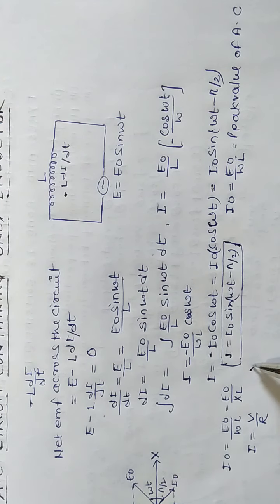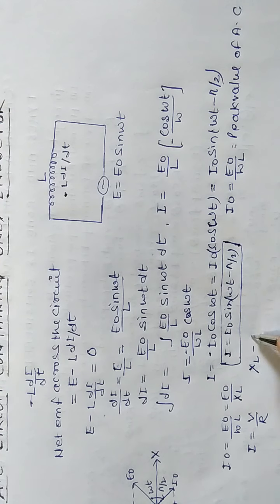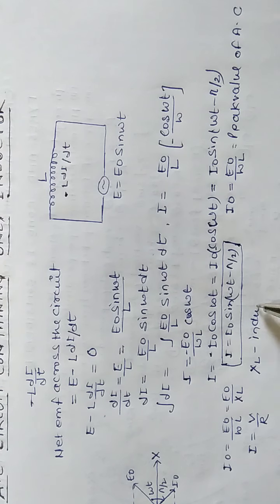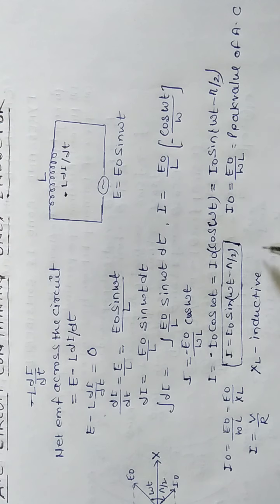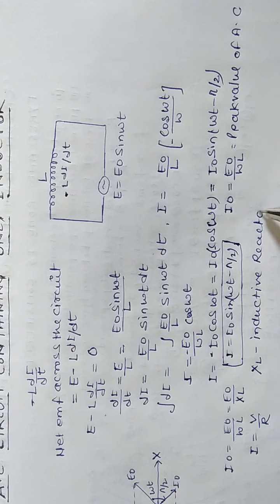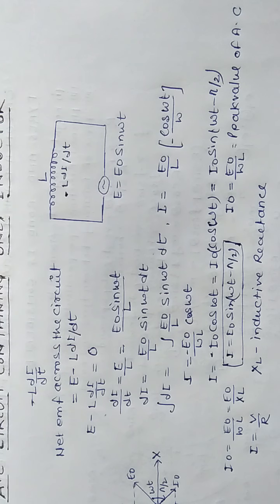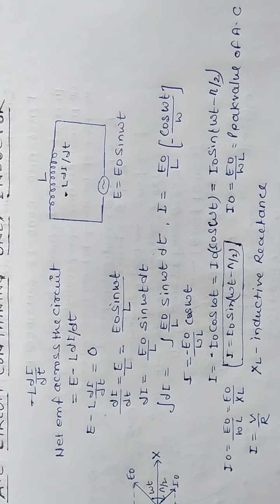So this quantity XL is known as inductive reactance. It is the effective resistance offered by the inductor to the flow of AC through it.